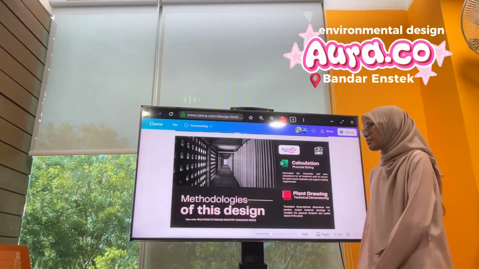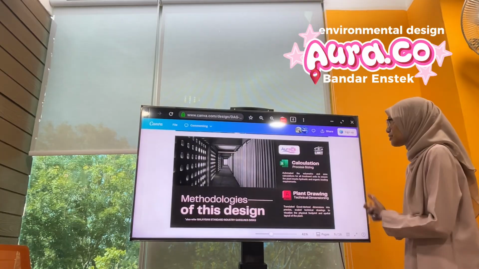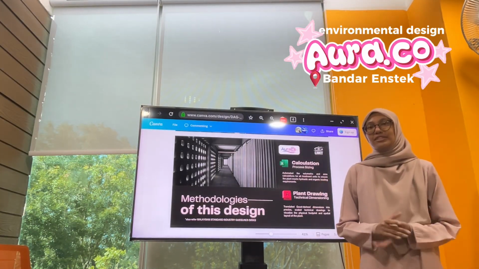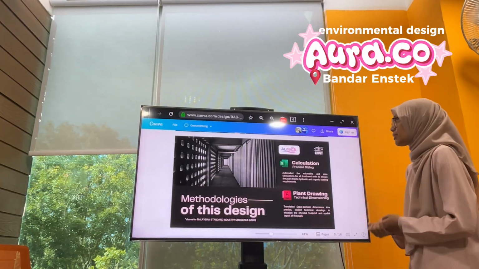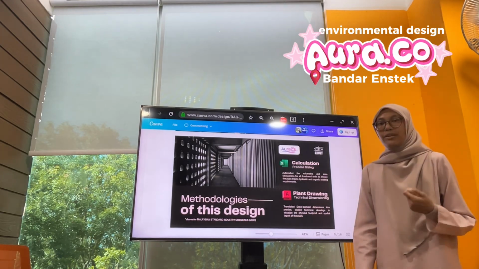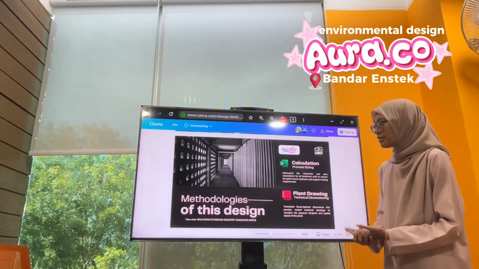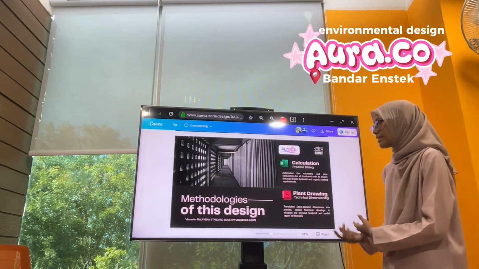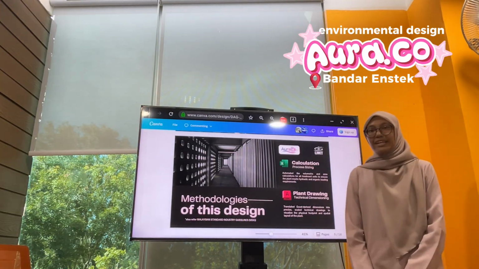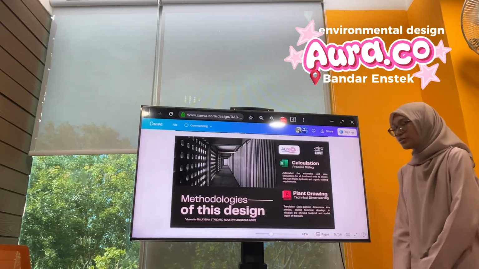public facility, and so on. Okay, the next part is methodology of this design. Before we start the design process, we need to calculate first. We need to calculate such as diameter of the sewer, the velocity, and so on. We calculate using Excel. In order to calculate, we need to have optimal parameters that refer to Malaysian Standard Industrial Guideline MSIG Volume 3, 4 and 5. After we get all the values needed, we proceed to the design process using AutoCAD.